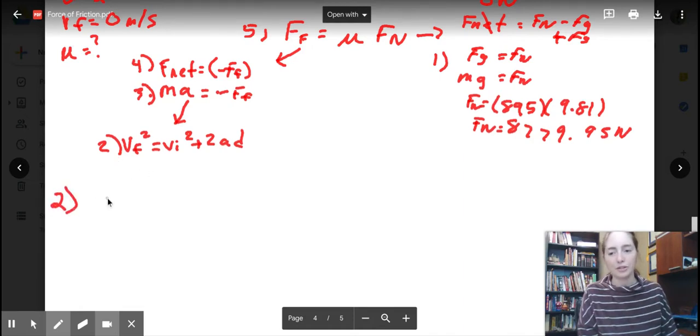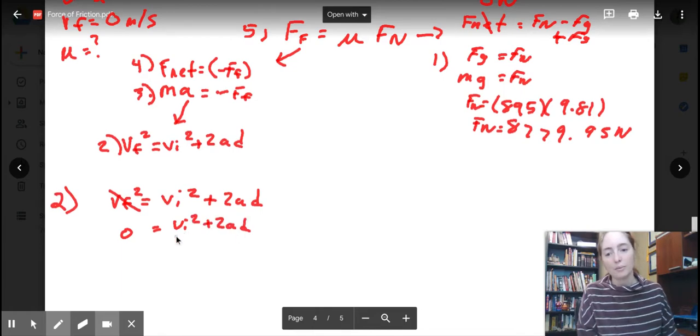Well, I need to rearrange this guy. So my VF squared is equal to VI squared plus 2AD. Well, my VF squared is 0 because our VF means we come to a stop. So that means I've got 0 is equal to VI squared plus 2AD. Well, I'm going to use my reverse BEDMAS, and I'm going to subtract out my VI squared on both sides.